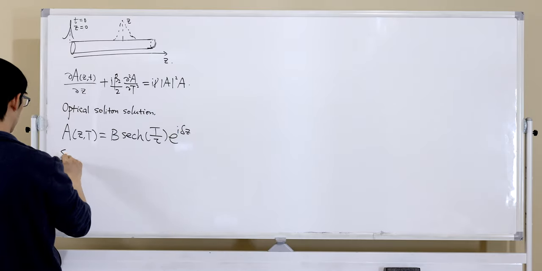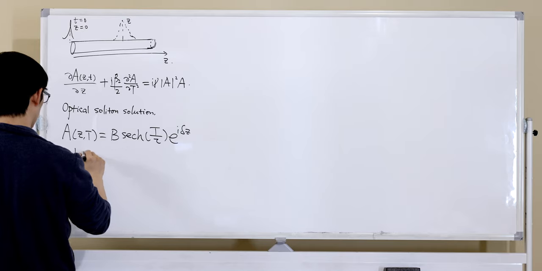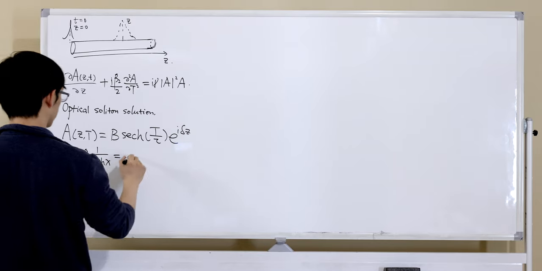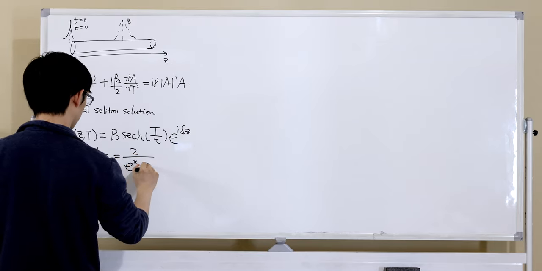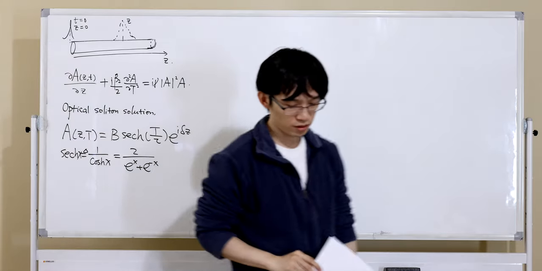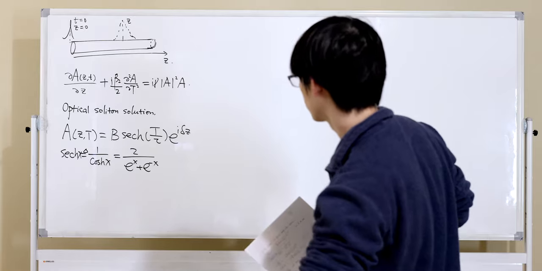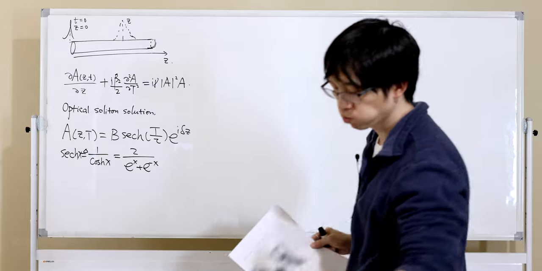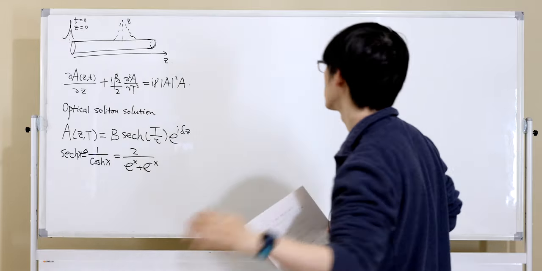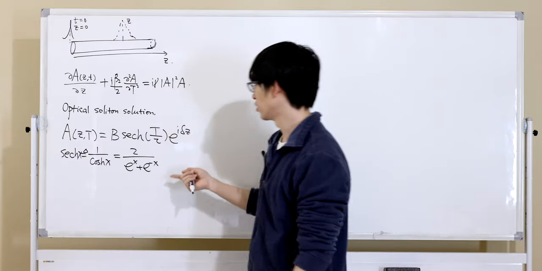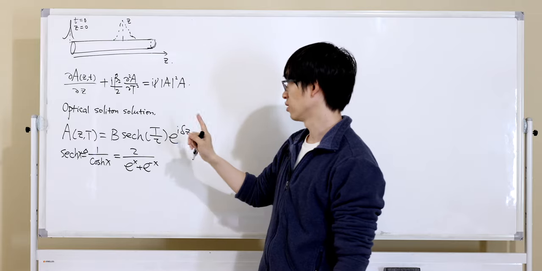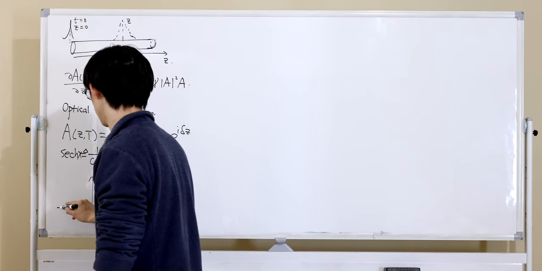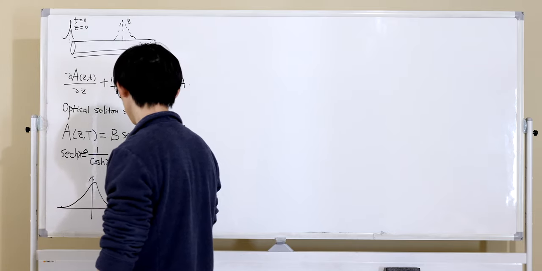Okay, and sec is a function, right? It's defined as 1 over cos. What it is, the sec function will go to 0 when your x is infinity or minus infinity, and it's 1 when x is 0, right? So your wave function will look like this. Okay, this is t.